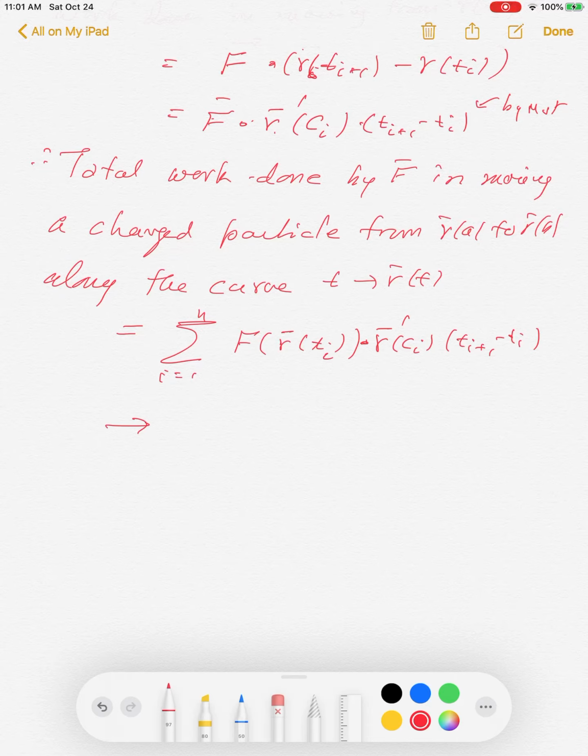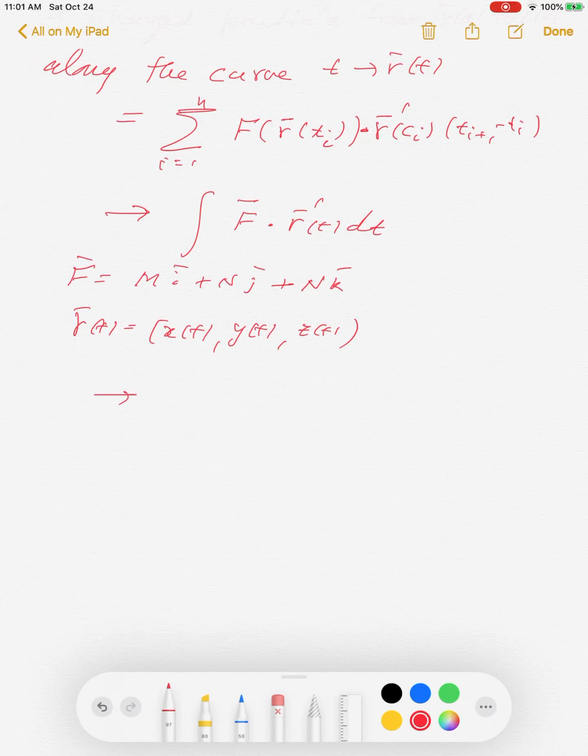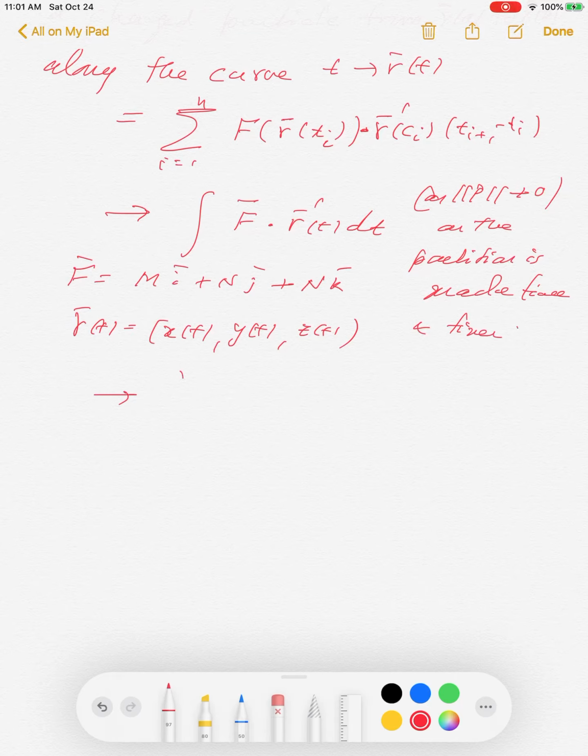So you see that this sum is going to converge when the partition norm tends to 0. This will converge to the integral of F bar dot r bar prime t dt. So if my F bar is going to be, say, M i bar plus N j bar plus P k bar, and my r bar t is going to be x(t), y(t), z(t), then this will converge as the norm of P tends to 0, as the partition is made finer and finer.